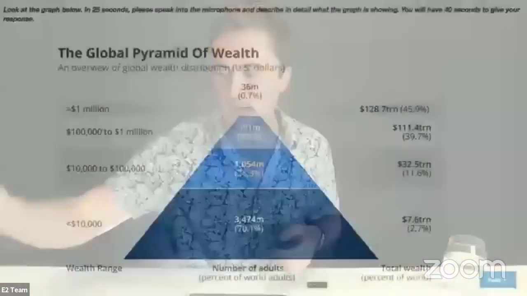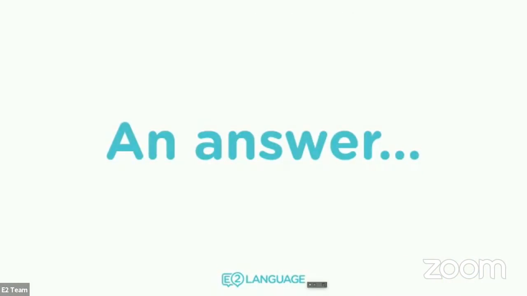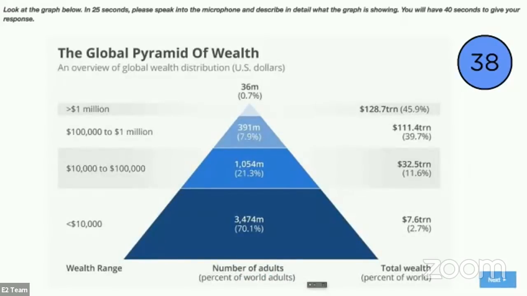Let me give you an example of how I would do it. Here's an answer. This pyramid represents the global wealth proportion of people around the world. As we can see at the top of the pyramid, 0.7% of the population earn more than $1 million. This accounts for over $120 trillion or 45.9% of global wealth. In the next level down, 7.9% of people earn between $100,000 and $1 million, which accounts for over $100 trillion. At the bottom of the pyramid, 70% of people earn less than $10,000, which accounts for 2.7% of global wealth.